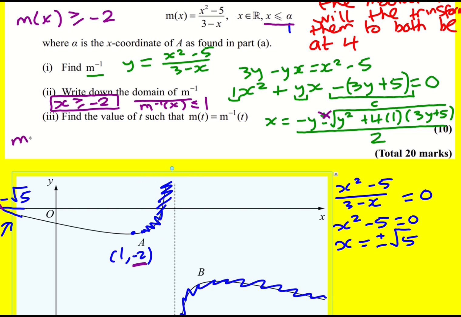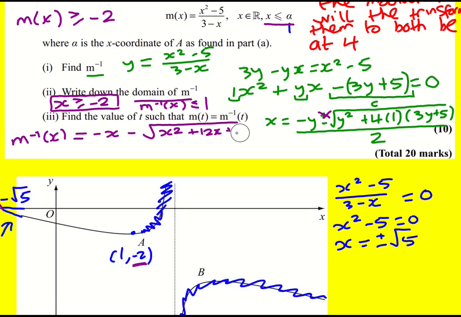And therefore, the inverse function, remember I now swap the x and the y's around, and then the y becomes my inverse. The inverse function is going to be minus x minus the square root of x squared plus 12x plus 20, all over 2. Let me just do that bit again.